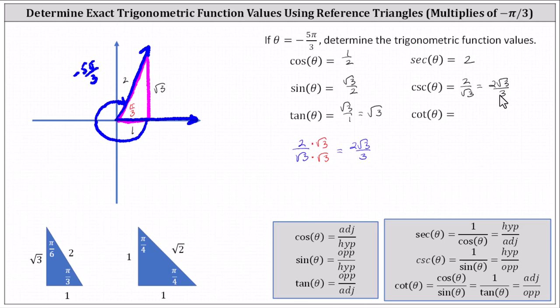The cotangent function value equals the reciprocal of the tangent function value. The reciprocal of square root 3 divided by 1 is 1 divided by square root 3. Or using the reference triangle, the cotangent of negative 5 pi divided by 3 equals the ratio of the adjacent side to the opposite side, which of course also gives us 1 divided by square root 3. And if we rationalize the denominator, we can write the cotangent function value as square root 3 divided by 3.